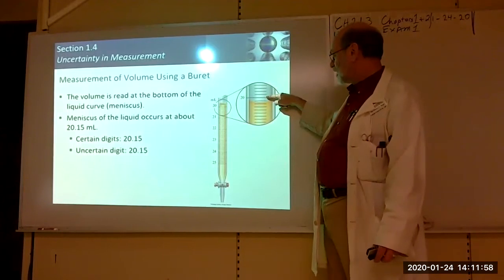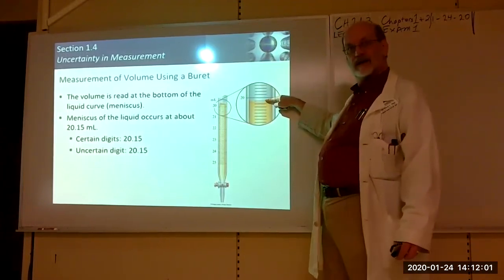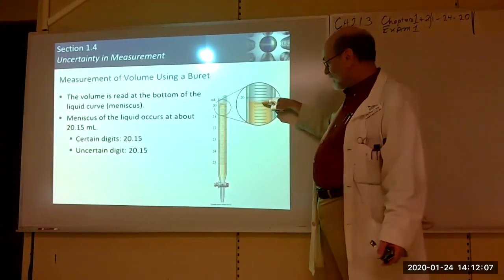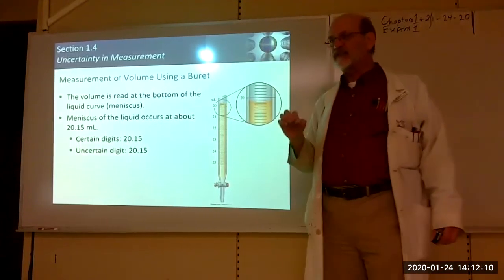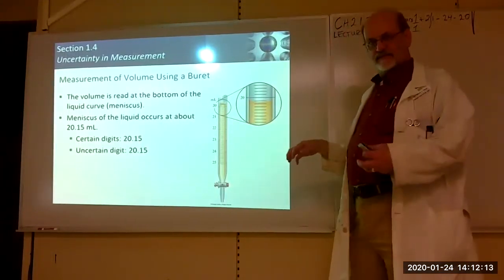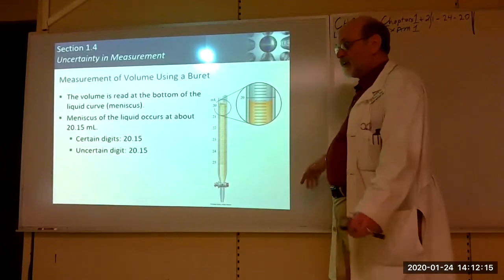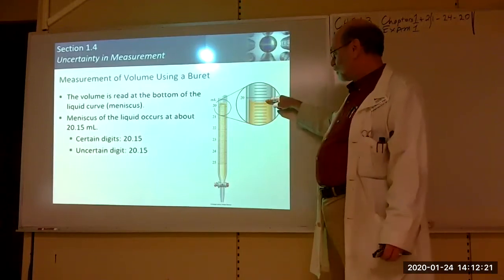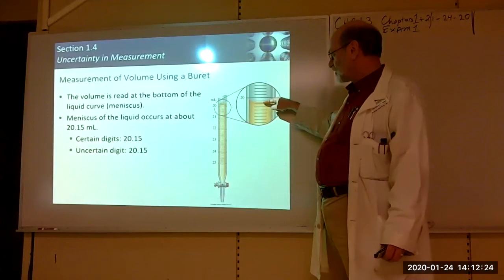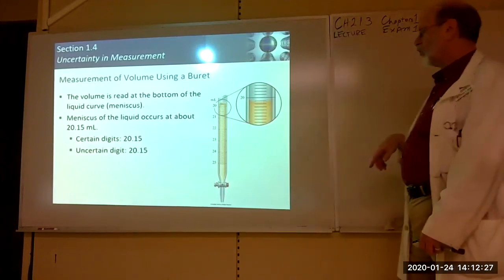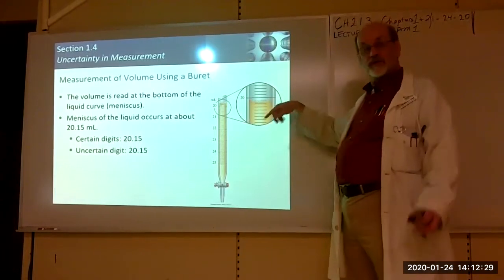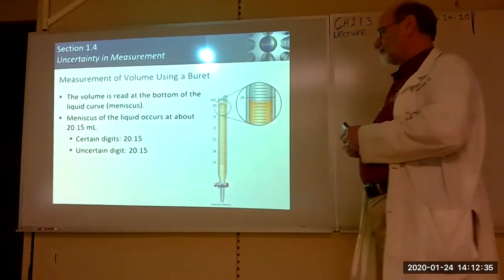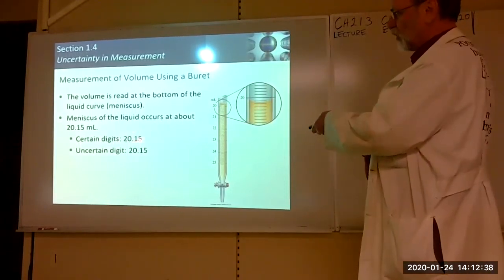So this would be 20.1, and then the 0.1 to 0.2 is divided again. So you estimate that last one. The last one is estimated, and for good reason, you estimate the one that has no line. This one's exact. This one is your estimate. And you could say it's like 0.15 or 0.14 or 0.13. It's up to you. In this case, we're saying it's 20.15.